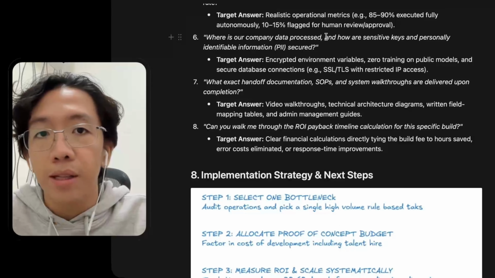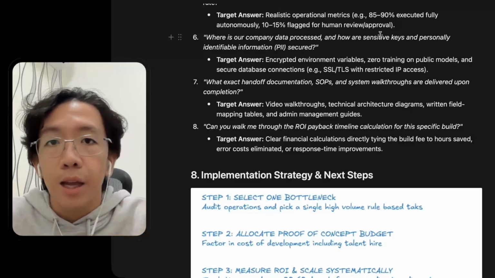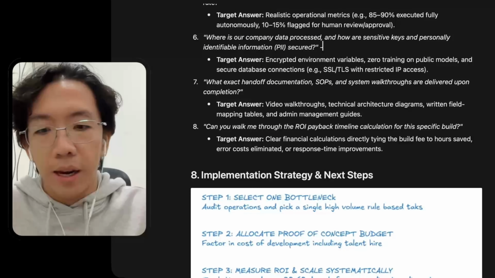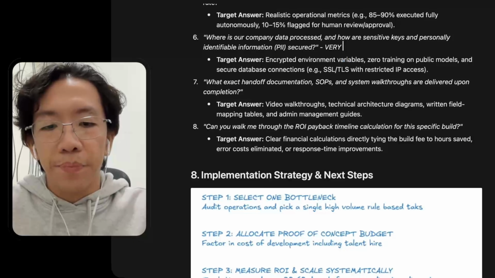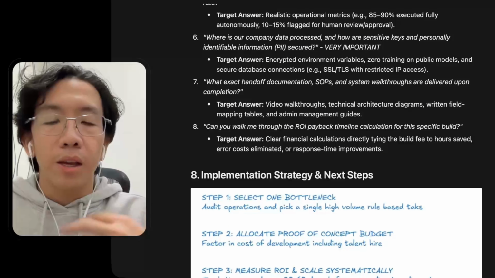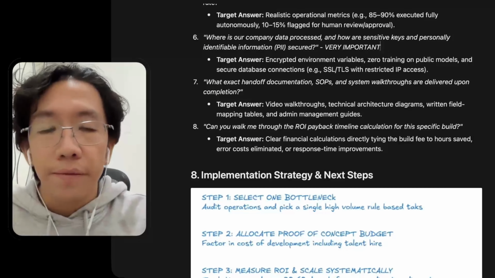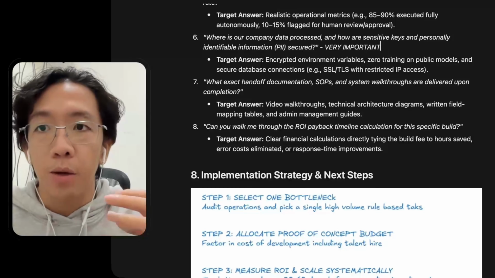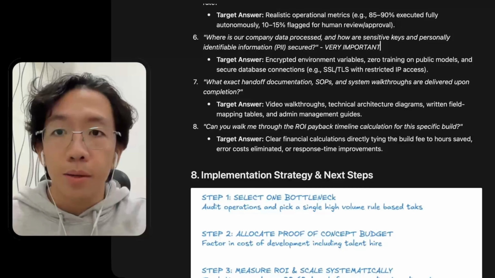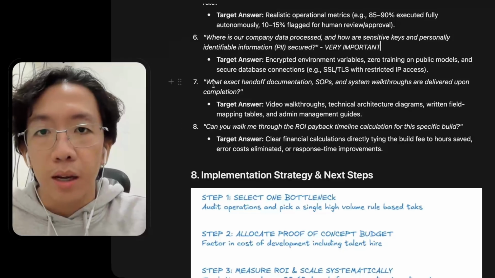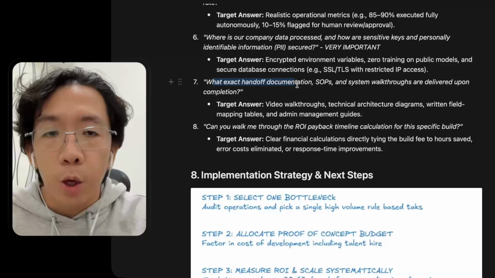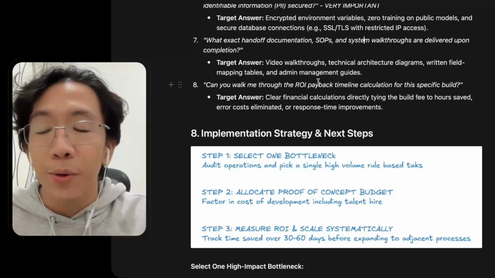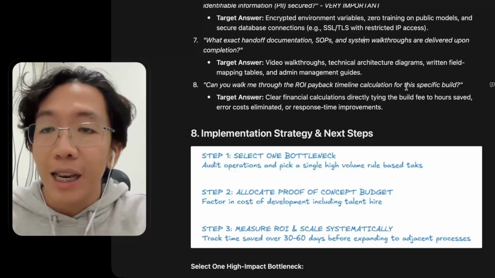Where is our company data processed? And how are sensitive keys and PII, personally identifiable information, secured? And this is also very important, because if you are working with very, very sensitive data and you do not want this data to pass through an AI model, then you have to ensure that certain practices, certain processes are in place, okay? Then number 7, what exact handoff documentation, SOPs, and system walkthroughs are delivered upon completion? And then can you walk me through, which is the question earlier, the ROI payback timeline calculation for the specific build?